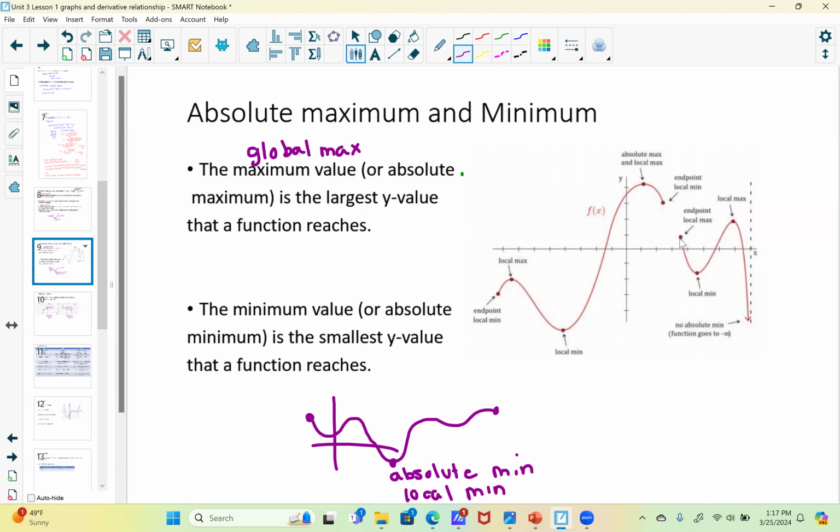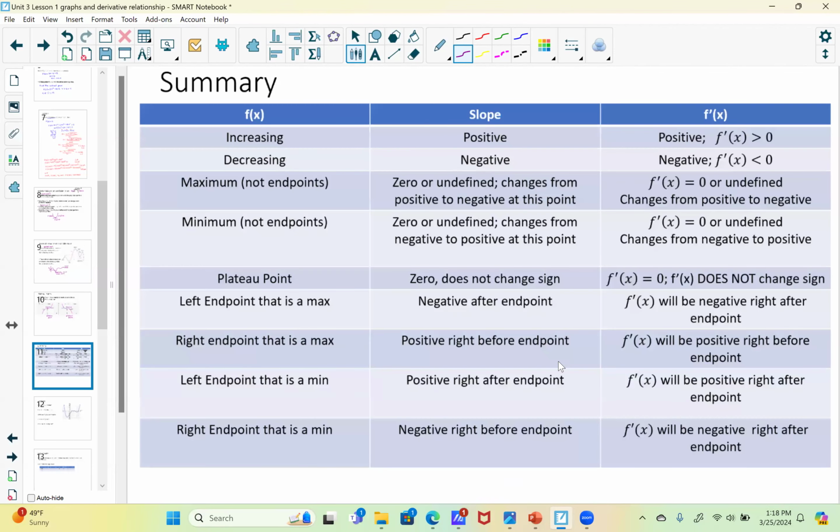For it to be a max, if I have a left endpoint, my function would be decreasing after, so then the derivative would be negative after. And if I have a local max on the right, like here, before it, my function is increasing, so the derivative is positive before it. So this is a summary of all those things.